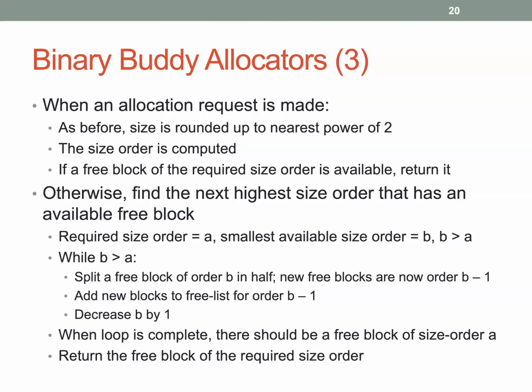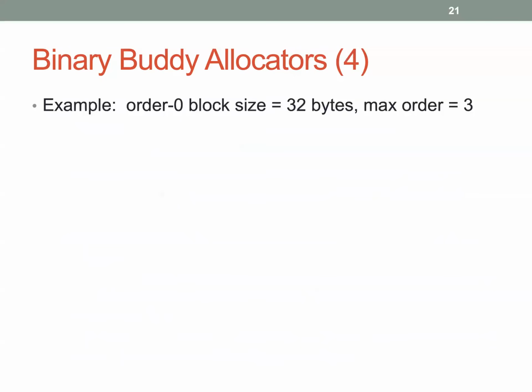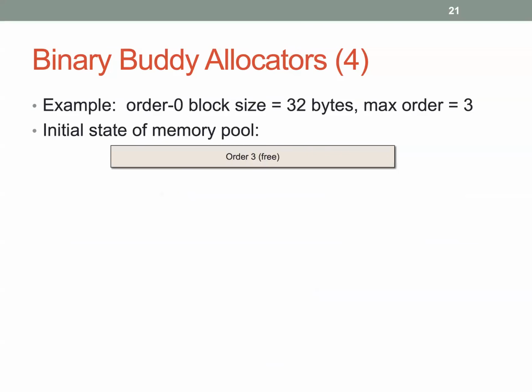And then you can just go from there. So it's a very nifty technique. I'll show it to you. Okay, order 0 block size is 32 bytes. Max order is 3, so that would be 64, 128, 256 bytes, or maybe it's a kilobyte. I don't know. You can do the math.